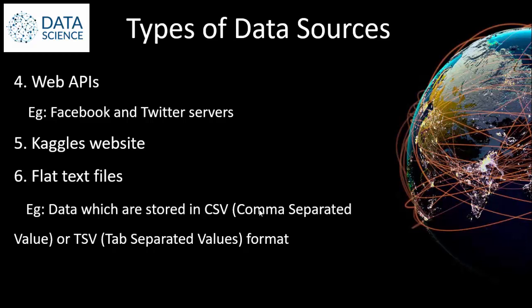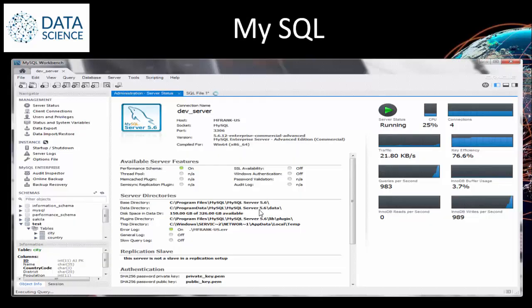Then the Kaggle website is one of the very famous websites. Using Kaggle also we can download and use the data. And the sixth one is the most used way, using a flat text file, either a CSV file or a TSV file. CSV means comma separated value, TSV means tab separated value. I will show you each screenshot.